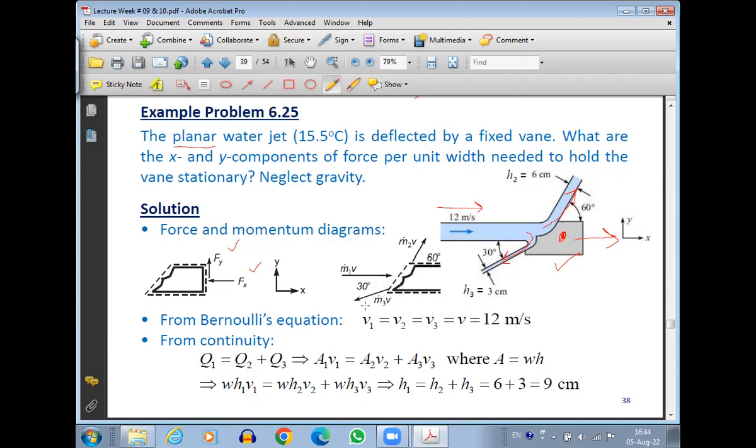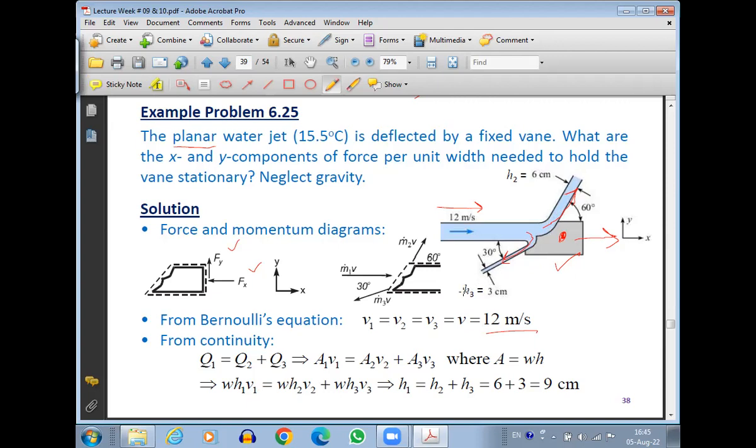These are the two specific momentums going out of this vane. First, applying Bernoulli's equation, as we already discussed, the velocities would remain the same because there is no elevation head and it is atmospheric pressure throughout from point 1 to 2 to 3. The only factor left is the kinetic pressure factor, so V1 equals V2 equals V3 equals V, which is 12 meters per second. It's the same velocity throughout.